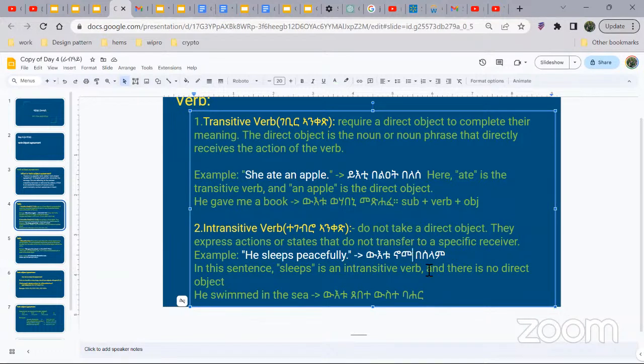He sleeps peacefully. This is not transitive, it's intransitive. Can I change this one into indirect speech? Wait, he sleeps peacefully, is this a transitive verb or intransitive? Sleeps, oh, it's intransitive. No, indirect speech. Oh, you mean passive voice? Maybe. Yeah, passive voice.